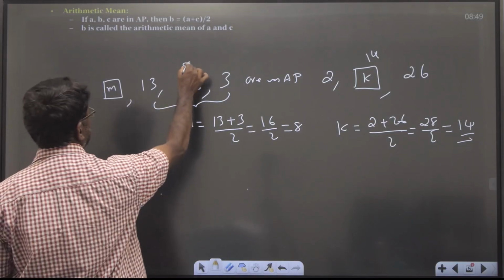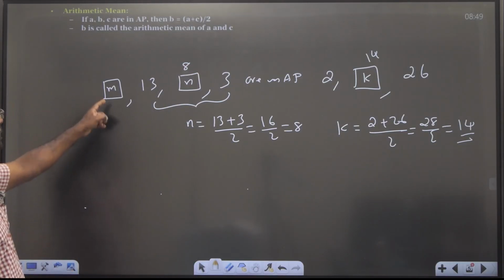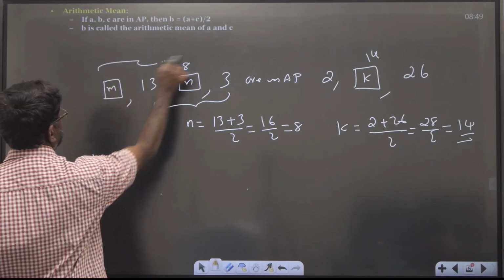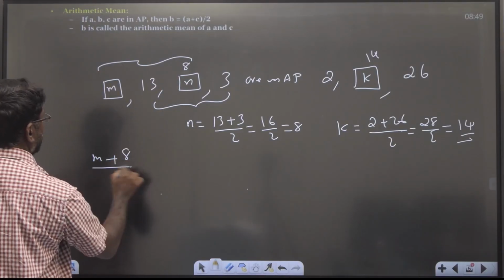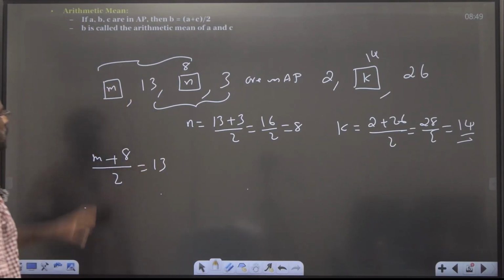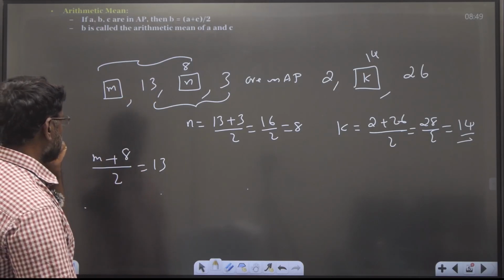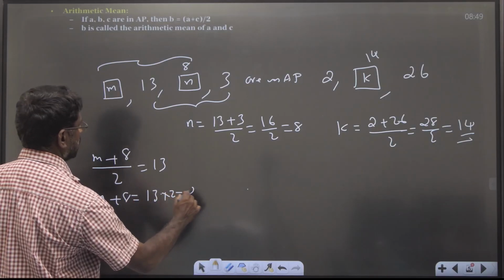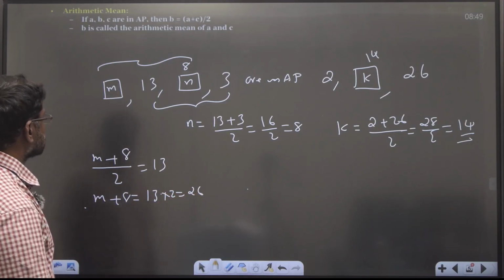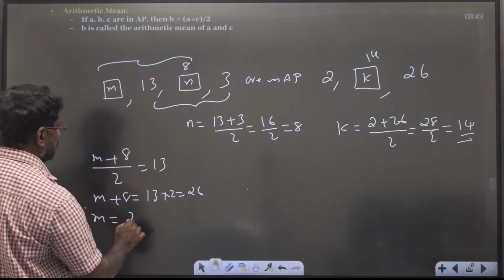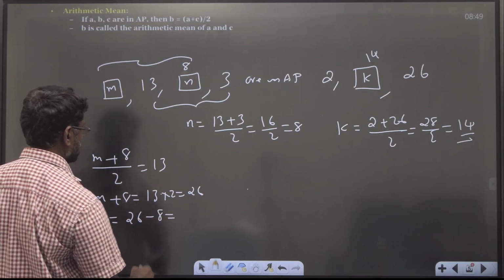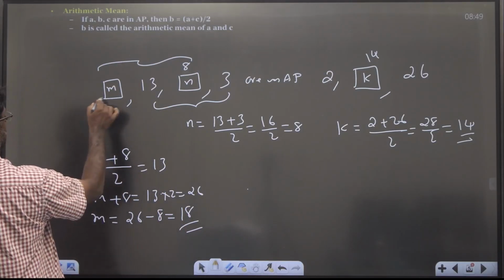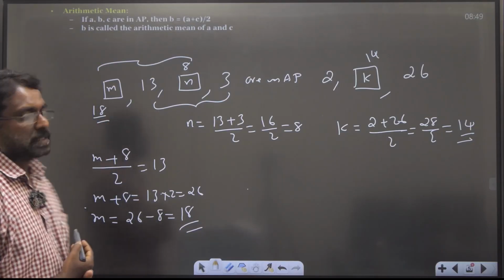This is 8. Okay. Then we have to find M also. So for M, first you consider these three values. That is (M plus 8) by 2, that is 13. That is M plus 8 equal to 13 into 2, that is 26. So M is equal to 26 minus 8. That is 18. So this is 18. This is the method.